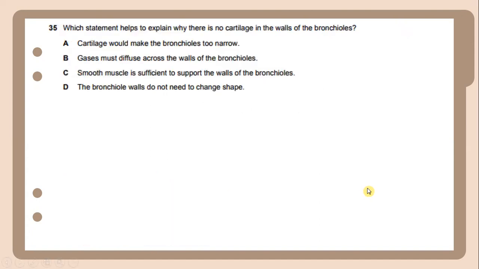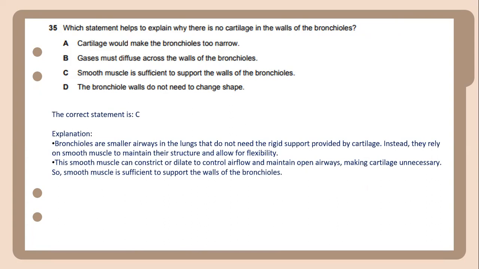35. Which statement helps to explain why there is no cartilage in the wall of the bronchioles? The correct answer is C, which is bronchioles are small airways in the lung that do not need the rigid support provided by cartilage. Instead, they rely on smooth muscle to maintain the structure and allow for flexibility. This smooth muscle can contract or dilate to control airflow and maintain open airways, making cartilage unnecessary. So smooth muscle is sufficient to support the wall of the bronchioles.